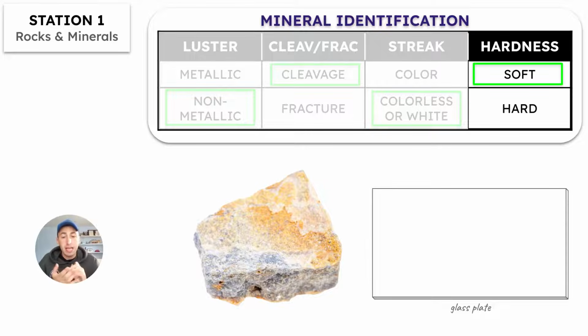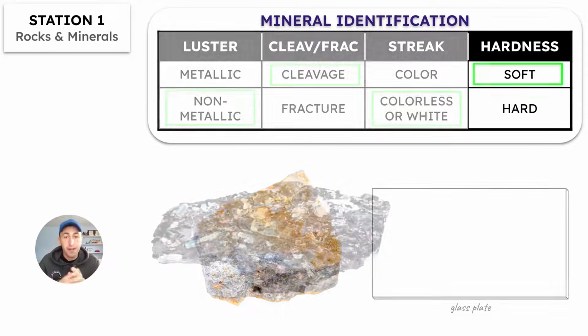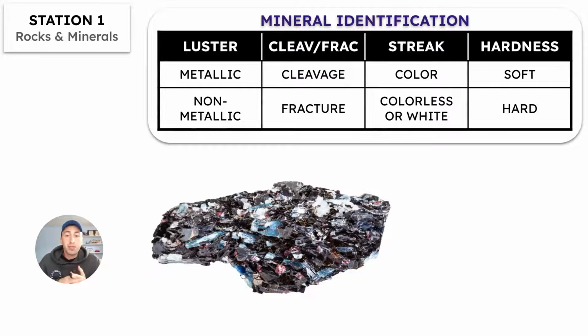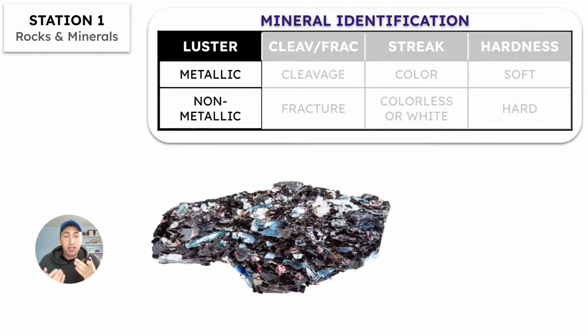So in this case, I think this mineral, if you scratch it against the glass, it does not cause it to get a scratch, so therefore it is called soft. So we'll do another one here. This one, again, there are 4 things. You have luster, cleavage, streak, and hardness. They have to identify for the mineral.